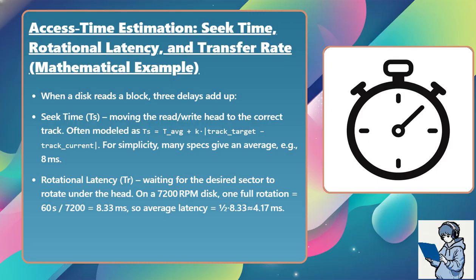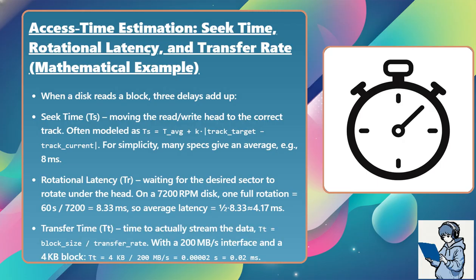Rotational latency, TR: waiting for the desired sector to rotate under the head. On a 7,200 RPM disk, one full rotation equals 60 seconds divided by 7,200, equals 8.33 milliseconds. So average latency equals 1/2 times 8.33, approximately 4.17 milliseconds.